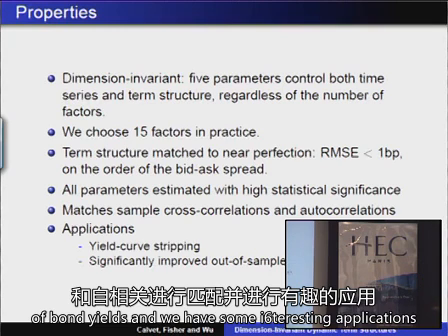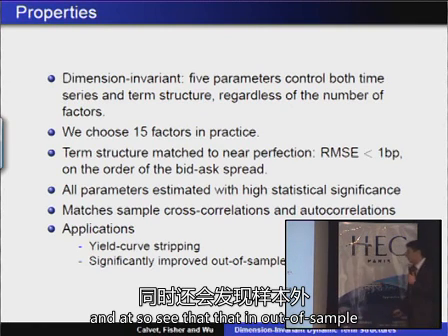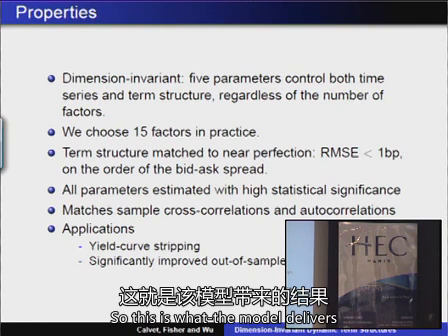And we have some interesting applications. We'll see that this model is well suited for yield curve stripping. We'll also see that out of sample, we do better than traditional benchmarks. Okay, so this is what the model delivers.